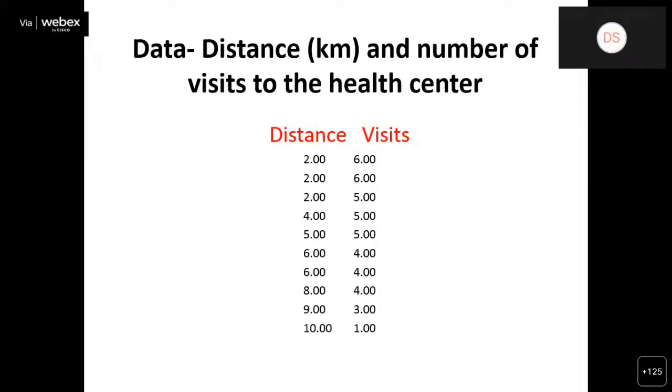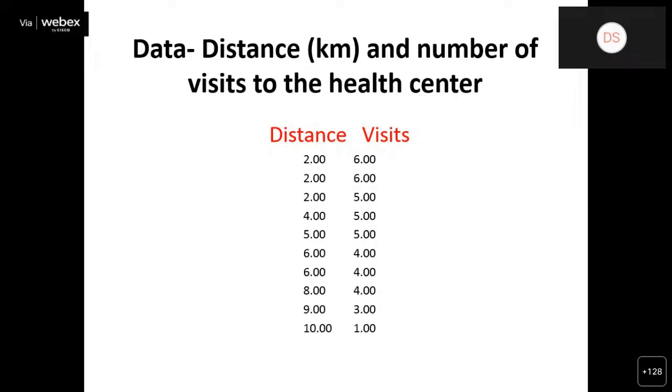Here is an example between the distance from the health center and the number of visits. For example, for most of the Ayurvedic students, the farther away they stay, how is the correlation with the chance of visiting the Ayurveda clinic? Here is an example where we have collected some data. The first two people are staying 2 kilometers away from the center, and the number of visits is 6. The third person is also staying 2 kilometers away from the center, but she made only 5 visits. The fourth and fifth persons have different distances. The fourth is 4 kilometers and the fifth person is 5 kilometers, but they made 5 visits.